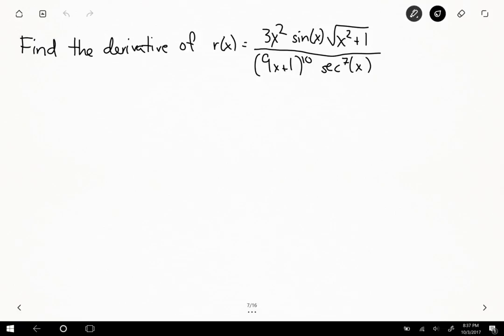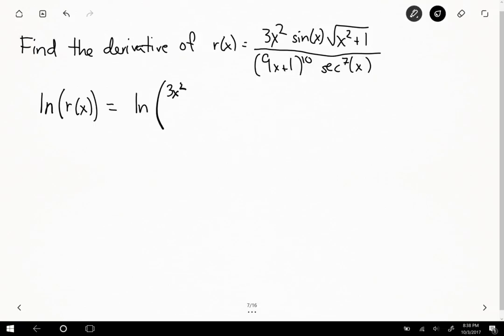So let's take a look at what happens here. In terms of logarithmic differentiation, what do we do? First, we take a logarithm of both sides. So you take a natural log equals natural log of all this junk. This does not look fun. 3x squared times sine of x times the square root of x squared plus 1 all over 9x plus 1 raised to the 10th power, and then we have a secant to the 7th power of x.